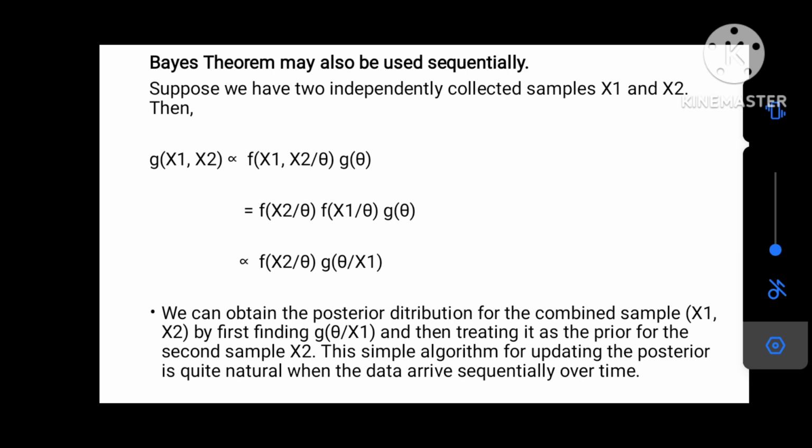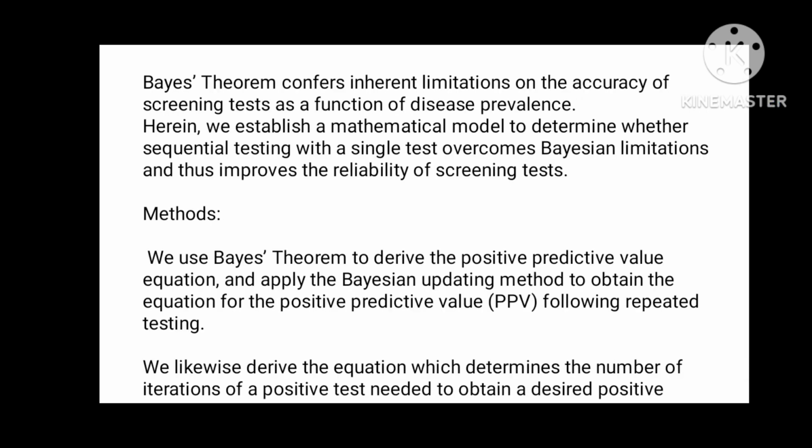So now Bayes theorem, what is the difference? I already told some limitations are there if we use just Bayes theorem, but sequential means we will determine whether sequential testing with a single test overcomes Bayesian limitations and thus improves the reliability. That means it improves the reliability of the Bayesian theorem. So that is the main use of sequential Bayes theorem.